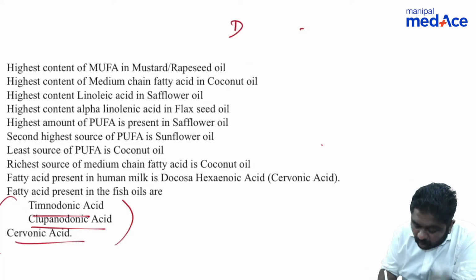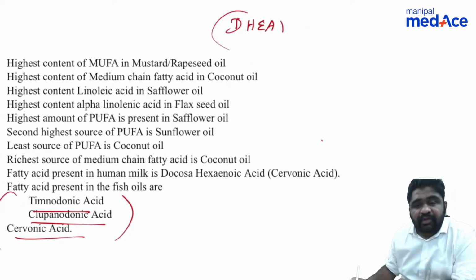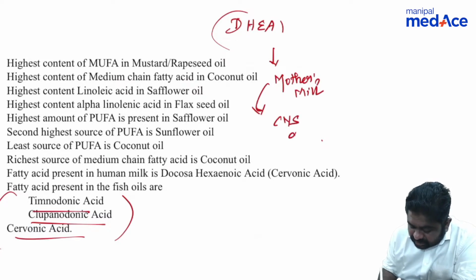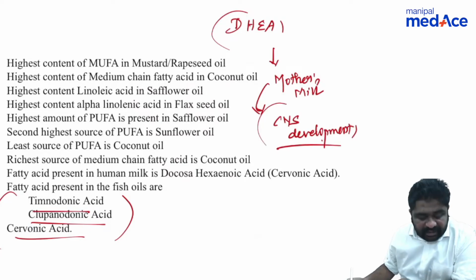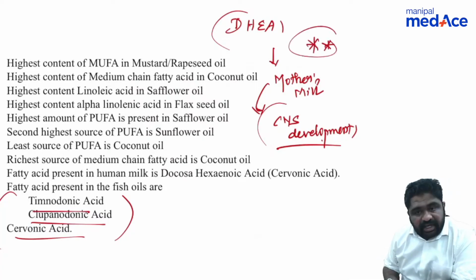Now, can anybody tell me what is this? This is docosahexaenoic acid, which is very essential in the mother's milk. And this is important for CNS development. Mother's milk and CNS development. These are the two important pointers you have to take home from this particular session. Okay, now let's change the slide.